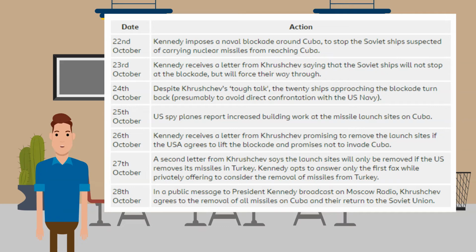On the 27th of October, a second letter from Khrushchev says that the launch sites will only be removed if the US removes its missiles in Turkey. Kennedy opts to answer only the first fax while privately offering to consider the removal of missiles from Turkey. On the 28th of October, in a public message to President Kennedy broadcast on Moscow radio, Khrushchev agrees to the removal of all missiles on Cuba and their return to the Soviet Union.